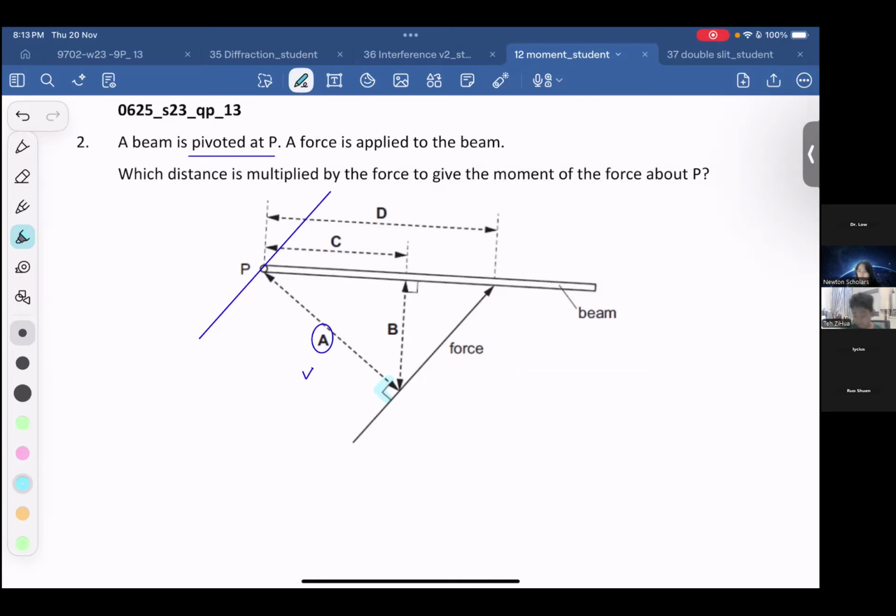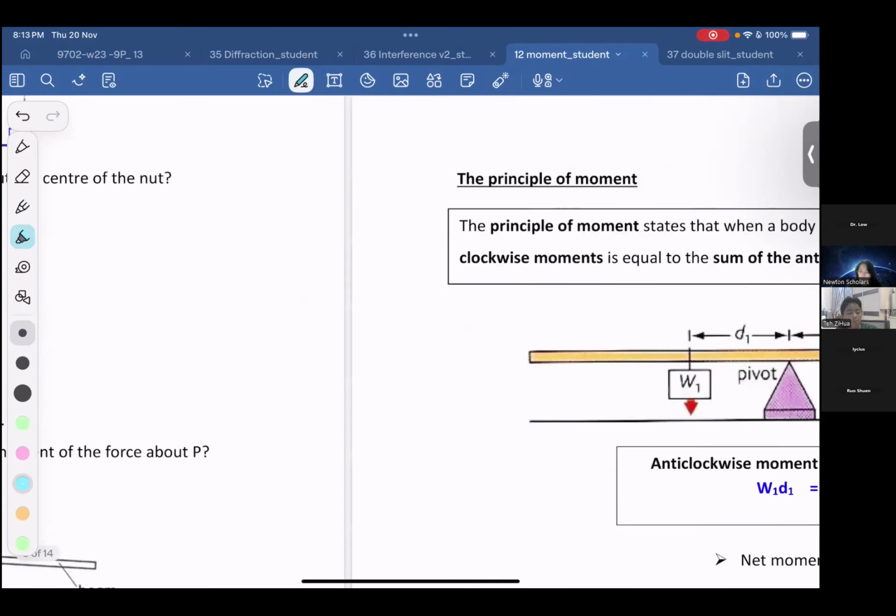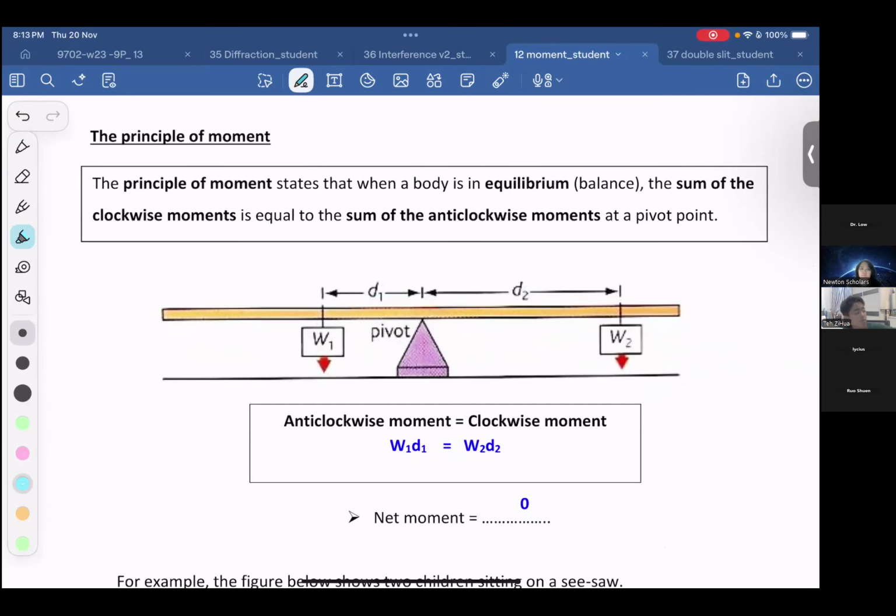Of course, dear. We go to your page number 3. Okay, moment. We have a principle called the principle of moments. It says that when a body is in balance or equilibrium, staying horizontal, not moving here and there, not turning clockwise or anti-clockwise, then the sum of anti-clockwise moments must equal the sum of clockwise moments.